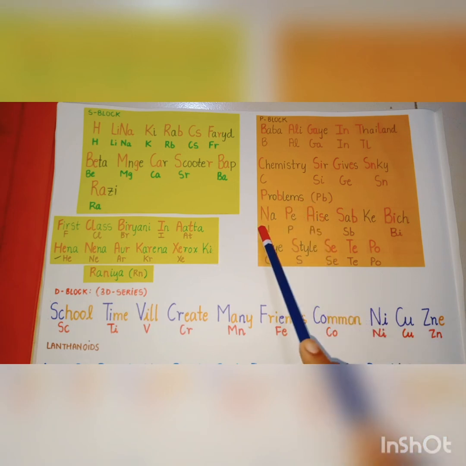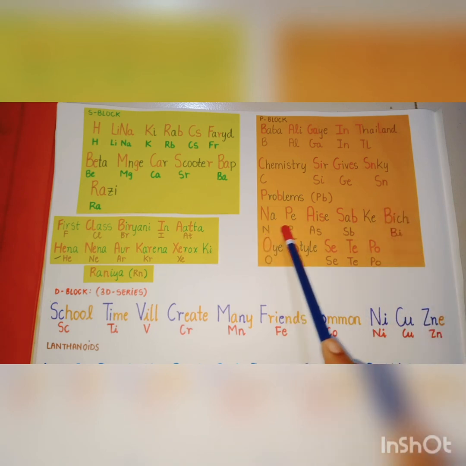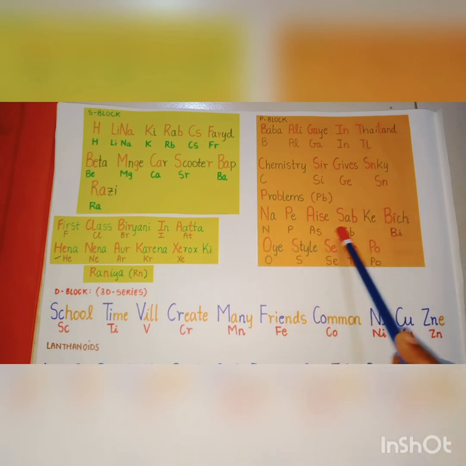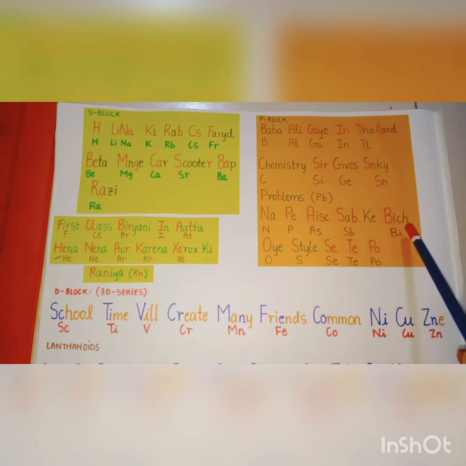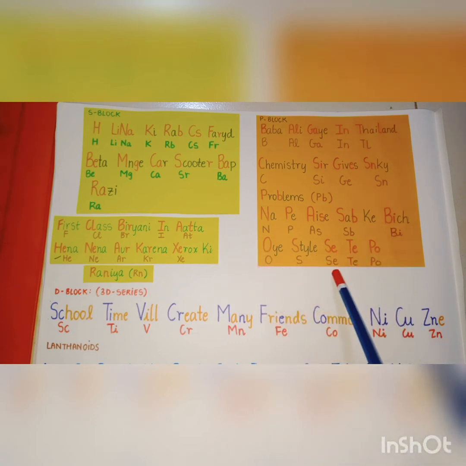Moving to the nitrogen family, we had Na bhi aise sabke beech, which means nitrogen, phosphorus, arsenic, antimony, and bismuth. Moving to the oxygen family, we had Oye style se teepo, which means oxygen, sulfur, selenium, tellurium, and polonium.